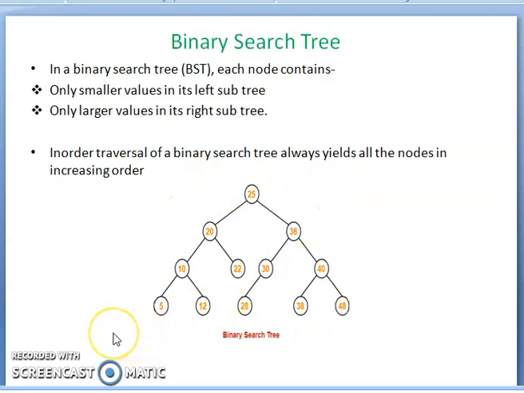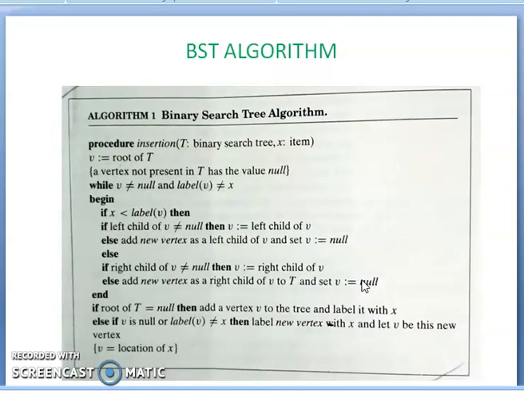So simply you place a mirror horizontally and take the images of each and every node. That becomes the in-order, which is in increasing order. That is the binary search tree.